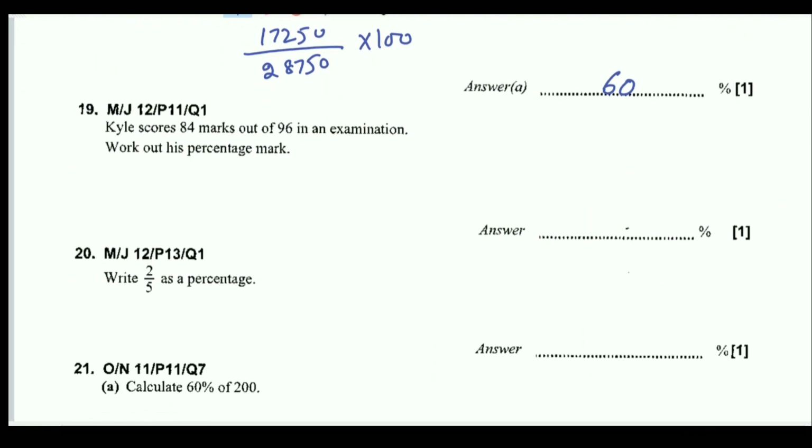A guy scores 84 marks out of 96 in an examination. Work out his percentage marks. This is also a very simple question. 84 over 96 multiplied by 100. And your answer will be 87.5%.